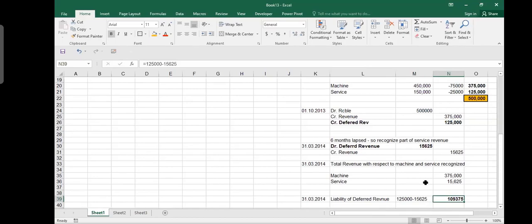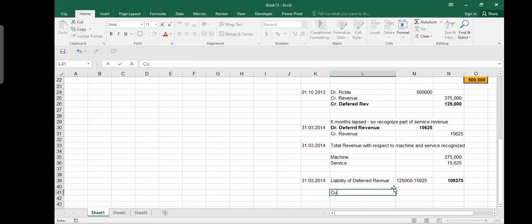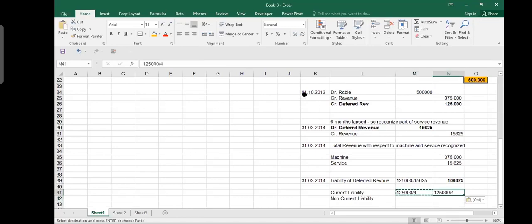You should not stop here. You should show it as current liability and non-current liability. It is very, very important that whenever you have a total liability, always split it between current and non-current. It has marks. If you do not split it, you will lose marks. So how much is current? Current means 1 year. My 1 year service revenue was 125 divided by 4. For the next period, this is my current liability, 1 year service revenue. So this 1 year is 31,250.